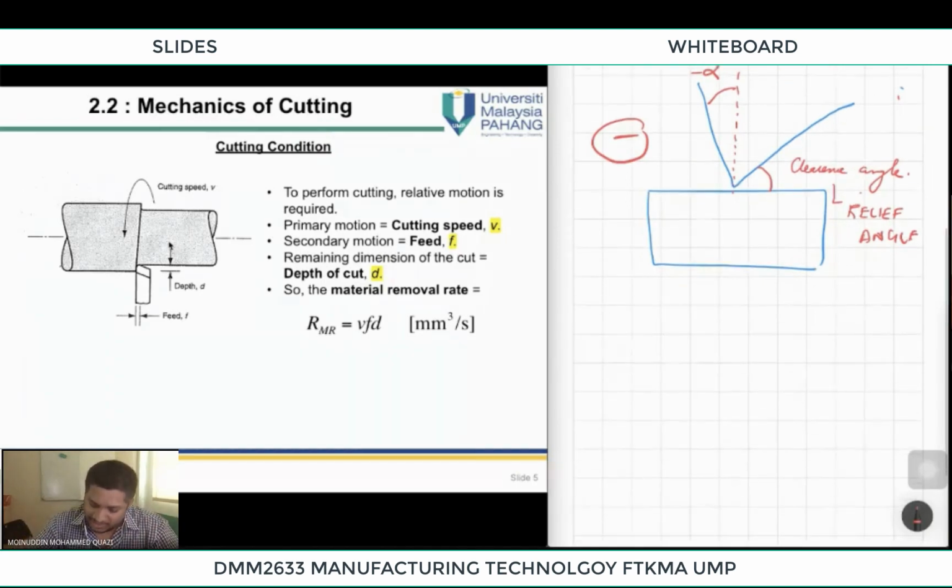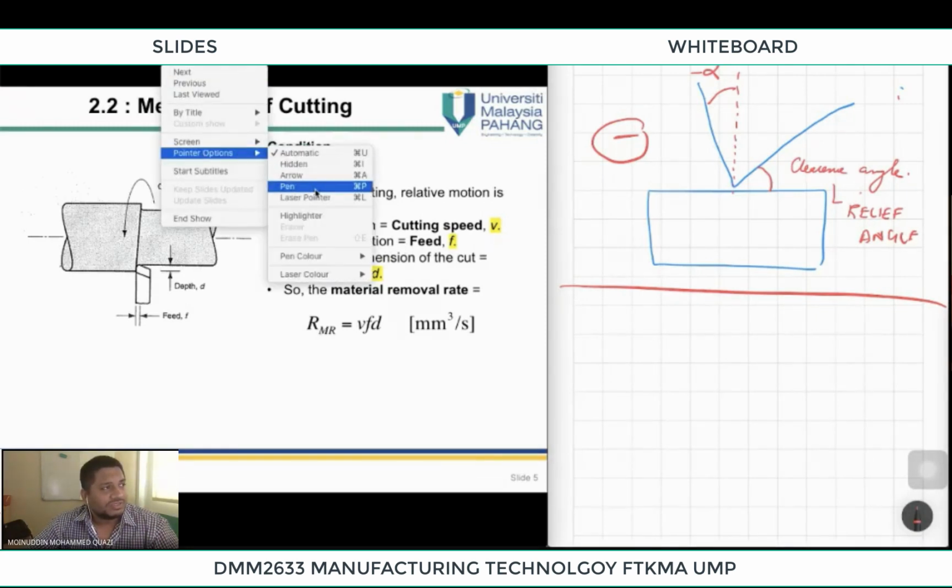Then in turning operation, the cutting is done, and relative motion is required. So one motion is this one and another motion is this one of the tool. Primary motion is the cutting speed. So this cutting speed, the workpiece rotation, is called the primary motion, and the secondary motion is the feed, so that this tool is moving.